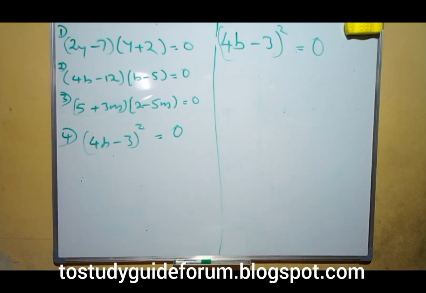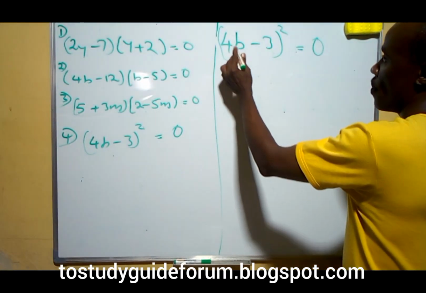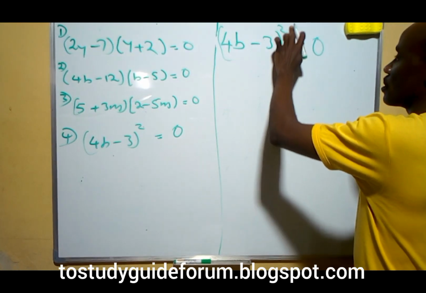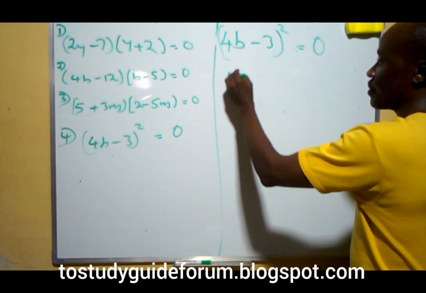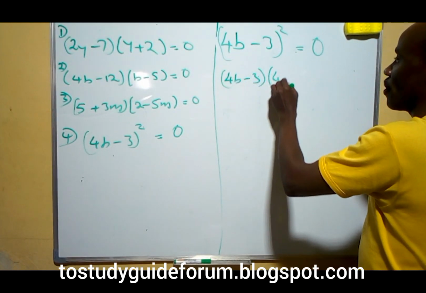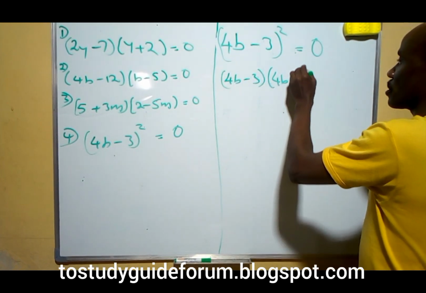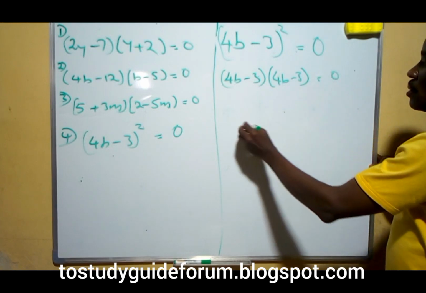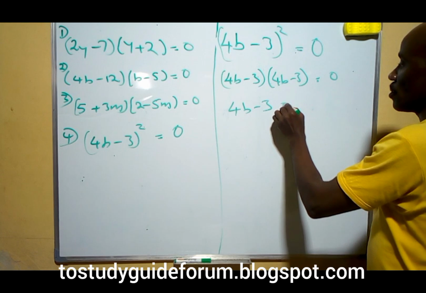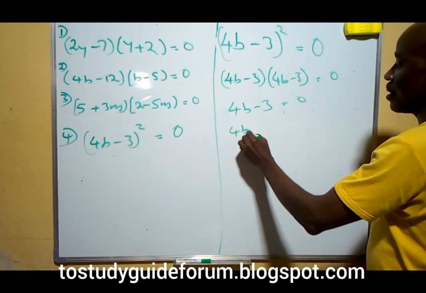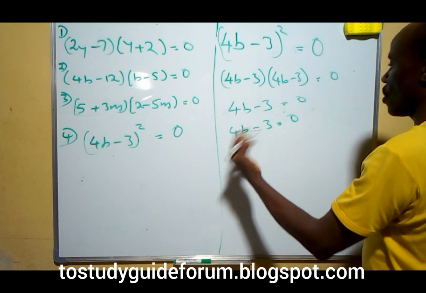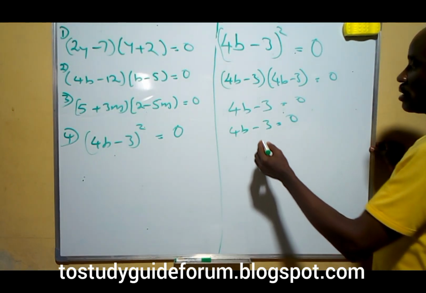Okay, this last one here, (4b - 3) squared means the same thing as (4b - 3) times (4b - 3) equal to 0. So this one will give us 4b - 3 = 0, and then we'll have another one, 4b - 3 = 0. So relatively they are going to be the same thing.